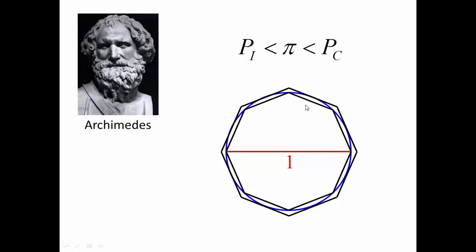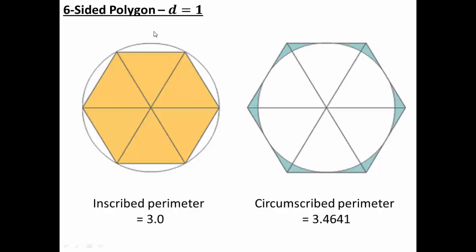Notice my polygon has 1, 2, 3, 4, 8 sides. Well, if I increase the number of sides, then that distance around the polygon, the perimeter, is going to get closer and closer to the distance around the circle, the circumference. See what I mean here? Here's a 6-sided polygon, diameter 1. The inscribed perimeter is 3.0. The circumscribed perimeter is 3.4641.